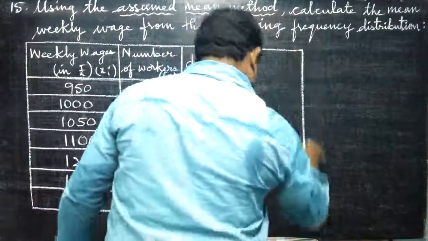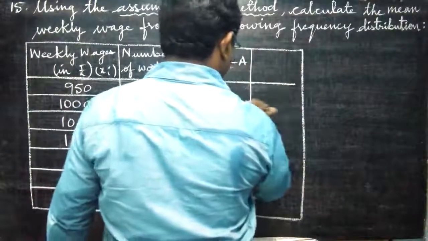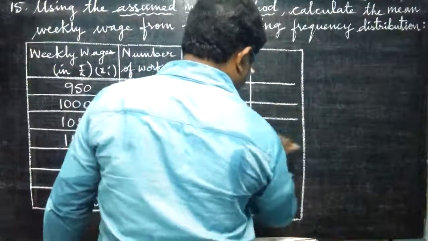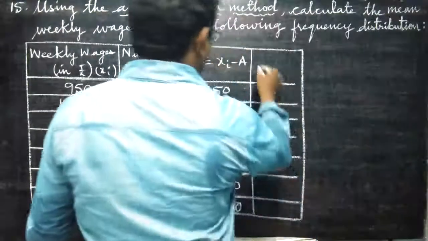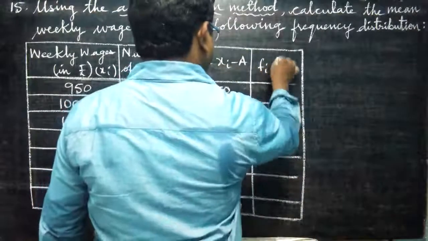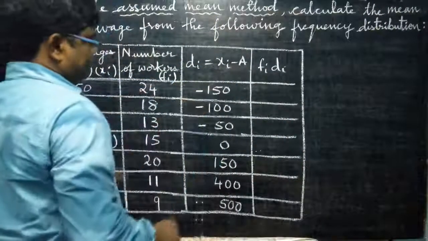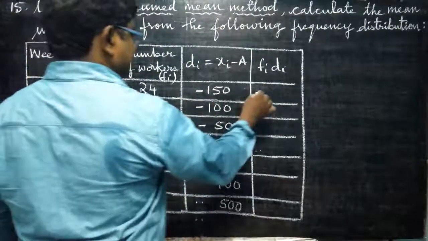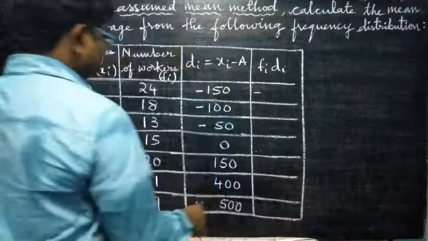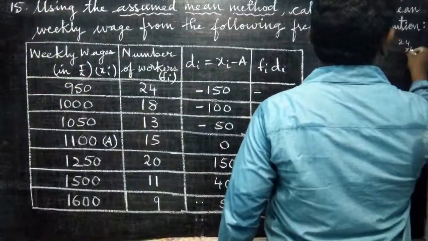Now the next, third column, fourth column. Be careful in adding. Here you have to multiply. Now we got di. How did we get di? xi minus A we got. Now fi into di, so these two we have to multiply. Multiply carefully. Plus into minus, minus.